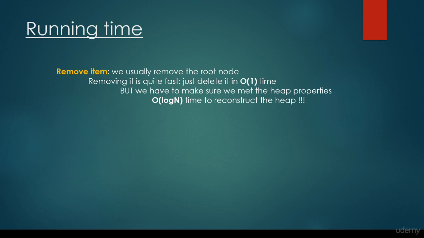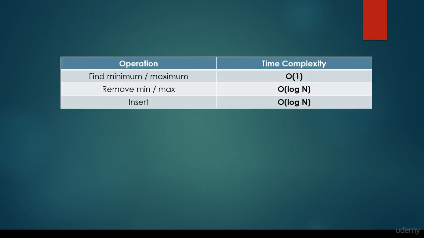What about removing an item? We usually remove the root node, so removing the root node is quite fast. We just have to delete it in O(1) constant time complexity. But of course we have to make sure that we meet the heap properties. We have to replace the deleted node with a leaf node, as we have been discussing in one of the previous lectures, and then we have to check whether the heap properties are met. And it's going to take logarithmic time complexity again in order to reconstruct the heap. So basically finding the minimum and the maximum is going to have O(1) constant time complexity, and the insertion and the remove operation are going to have logarithmic time complexity.